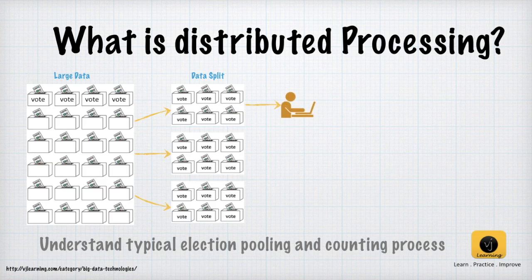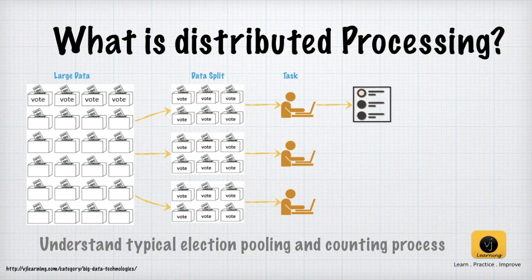Each of these sets of votes is counted manually by a team or a single person, which gives us the outcome of that specific region. This is done in parallel by multiple counting teams which sit across the regions in India. And each of them produces their own outcomes.